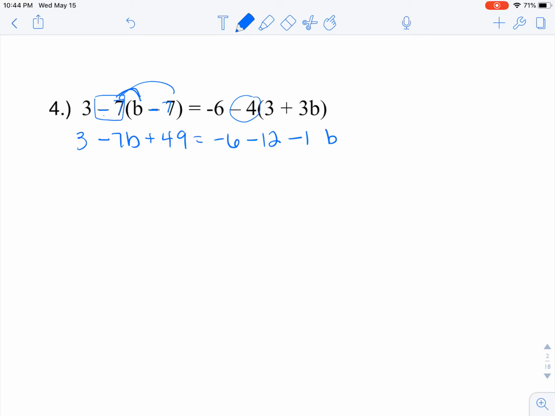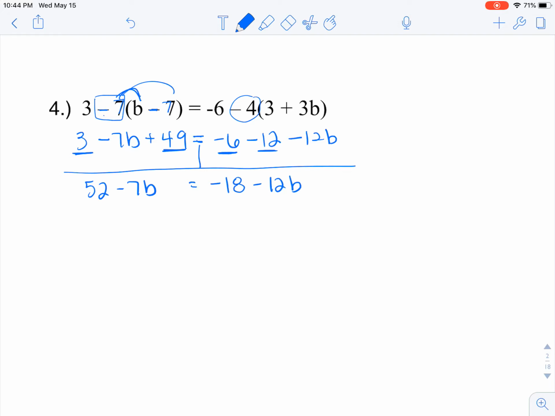Sorry about that. All right, so now I'm going to look on either side of the equal sign, and I'm going to simplify what I can. So I have a 3 and a 49, so that becomes 52. And then on this side, I have a negative 6 and a negative 12, and that becomes negative 18.